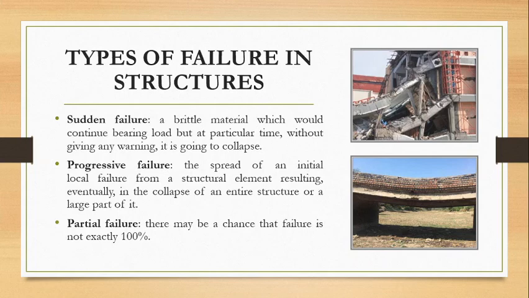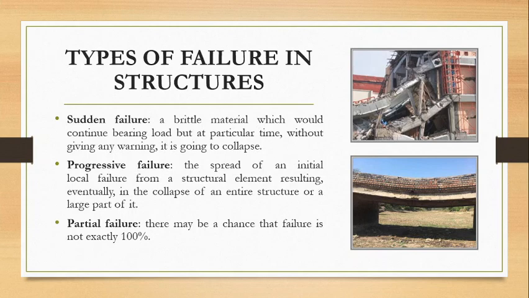Progressive failure is the spread of an initial local failure from a structural element, resulting eventually in the collapse of an entire structure or a large part of it. You might have seen that there are some bridges which are sagging, but a bridge is not meant to be sagging at all. So that sagging, that bending, is giving us a warning that this bridge can collapse anytime. So this is the progressive failure.